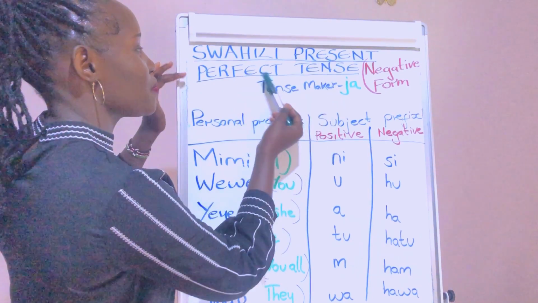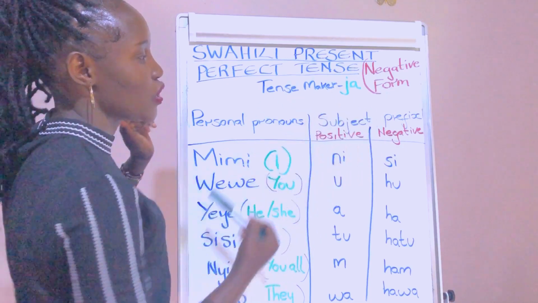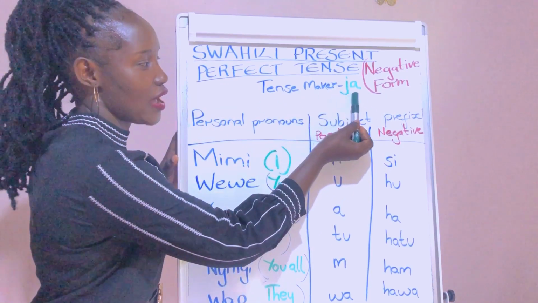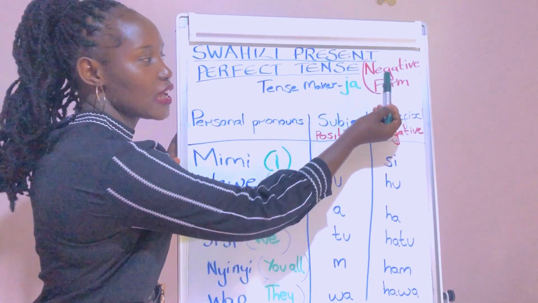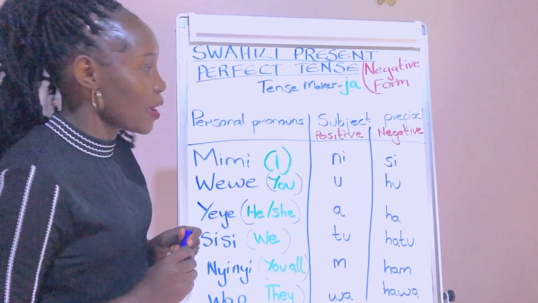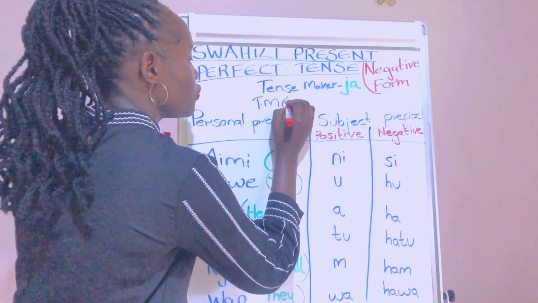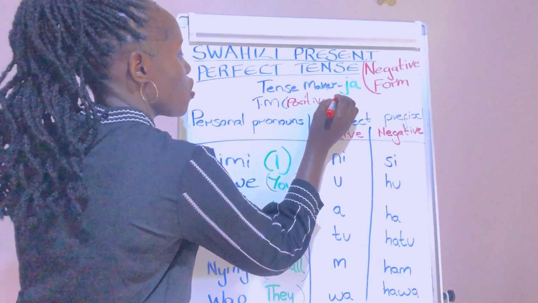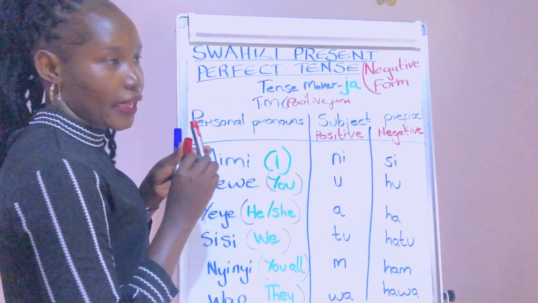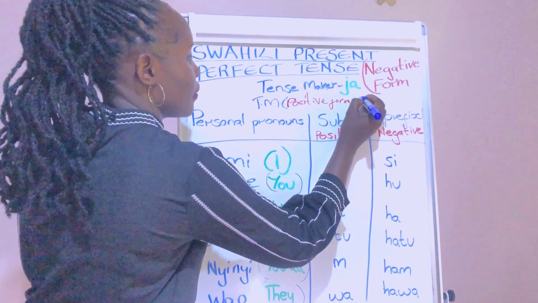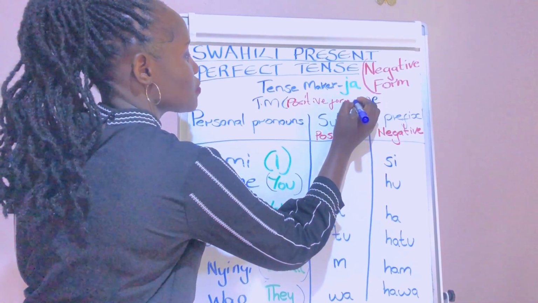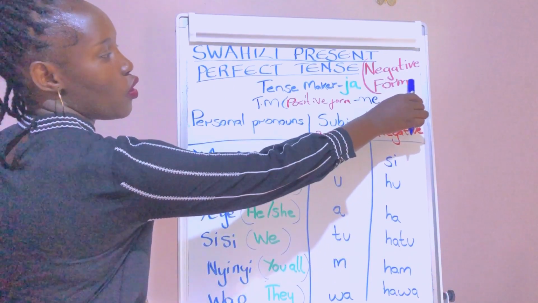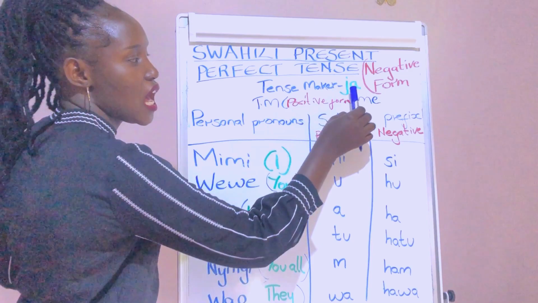Swahili present perfect tense in negative form. So our today's tense marker is ja. We are going to use ja, tense marker ja for negative form. If you can all remember, our tense marker in positive form was me. This was our tense marker for positive form. But since today we are dealing with negative form, we have to focus on tense marker ja.